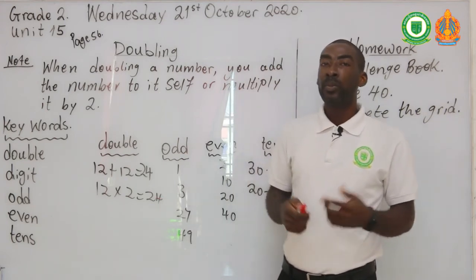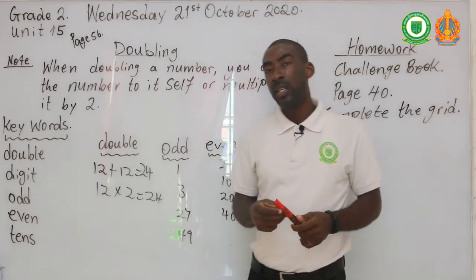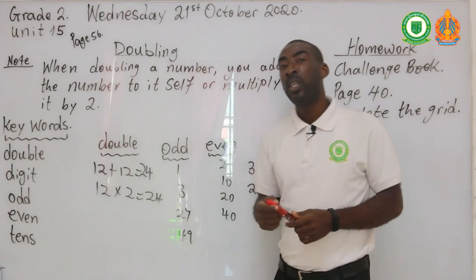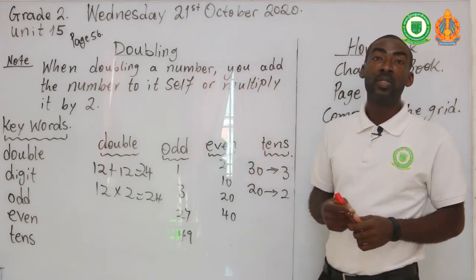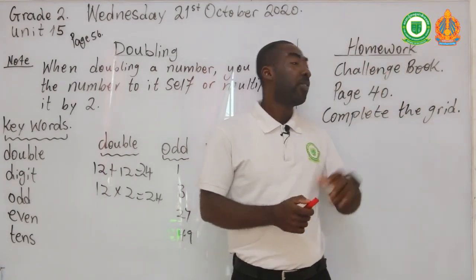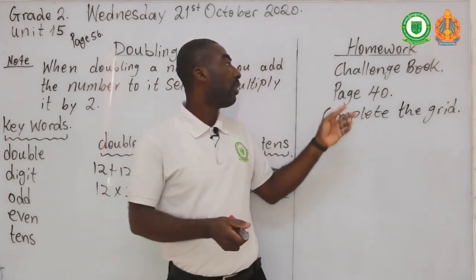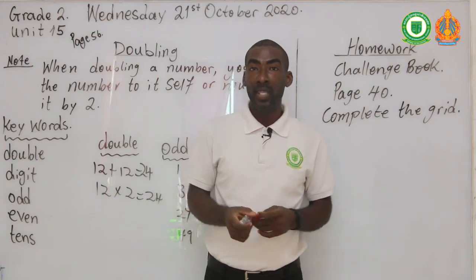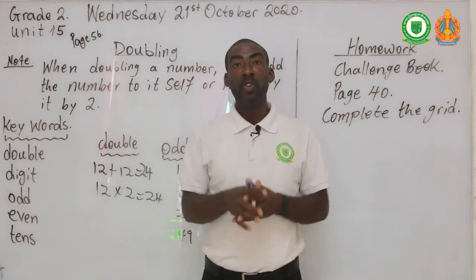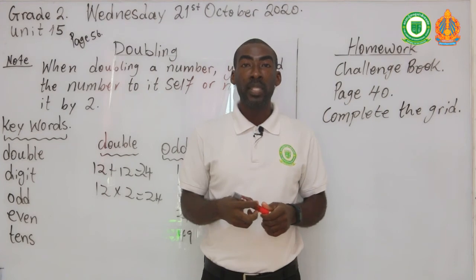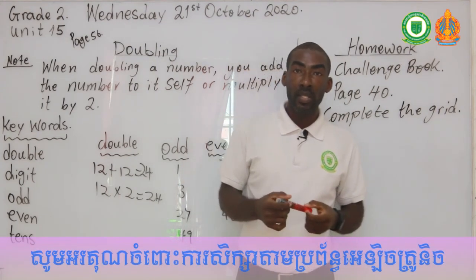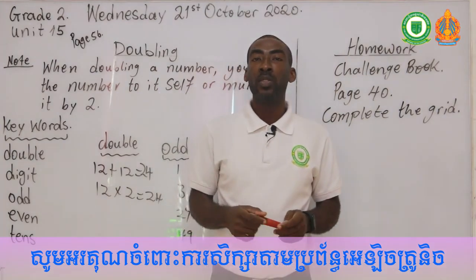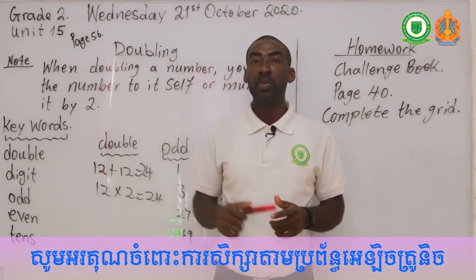You actually did well in your first and second activities, and I would like to say well done to all of you. As we conclude our lesson today, we will have our homework from the challenge book, and that will be from page 40. You are supposed to complete the grid, that looks like a table form over there. If you have any questions on the homework, you are to ask me and I will help you complete your homework.